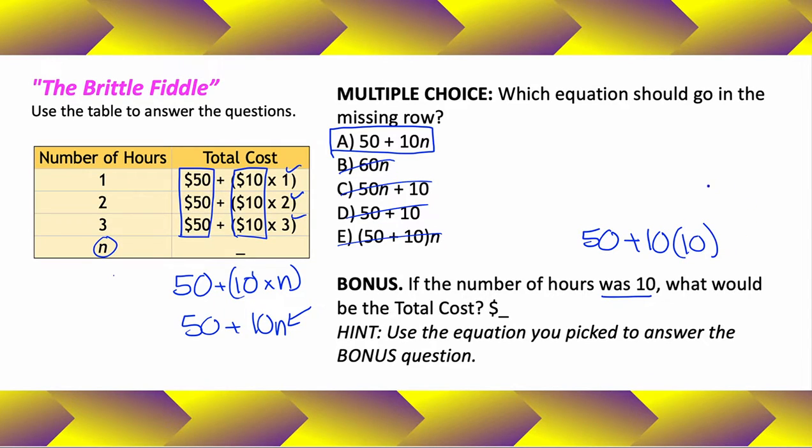That's one way to write it. You could also write it 10 times 10. I like to substitute with parentheses. 10 times 10 is 100, plus 50 means 150. So whatever this service is, if you used it for 10 hours, it would cost you $150.